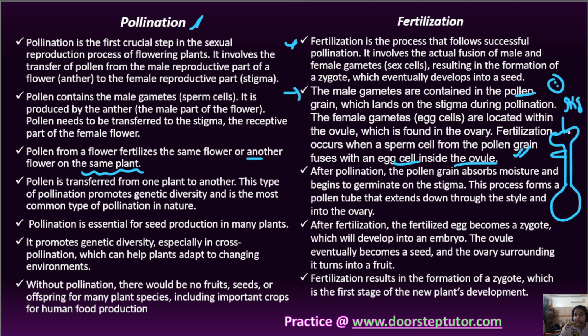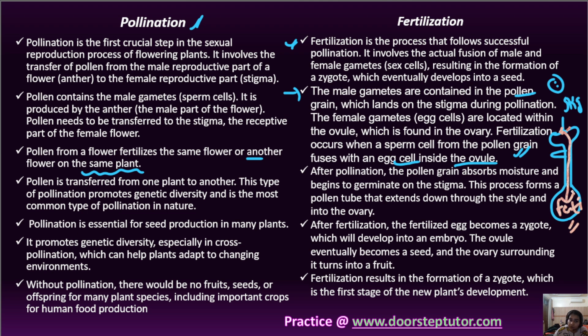Now inside this, the pollen tube will move into the ovary part and fertilization will take place. That's how, after pollination, fertilization occurs. We were talking about pollination. Pollination is essential for seed production in many plants.